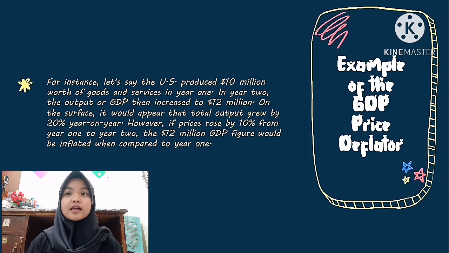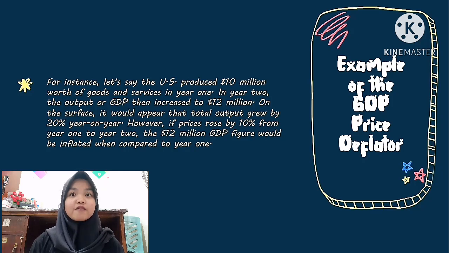For instance, let's say the US produced $10 million worth of goods and services in year 1. In year 2, the output or GDP then increased to $12 million. On the surface, it will appear that total output grew by 20% year on year. However, if price rose by 10% from year 1 to year 2, the $12 million GDP figure would be inflated when compared to year 1.